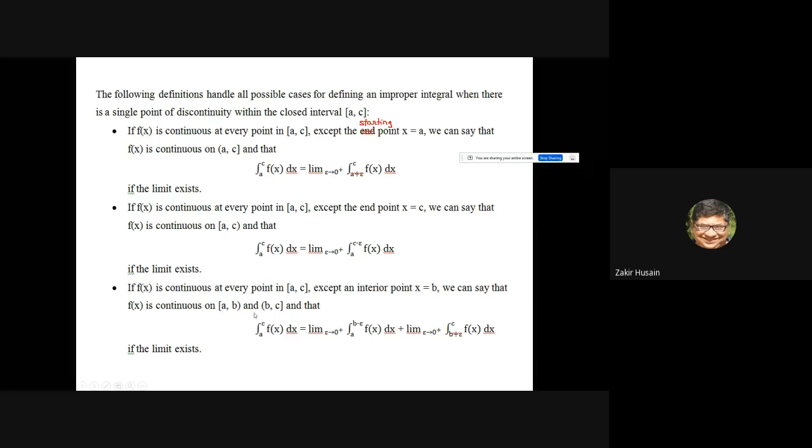And if it is continuous at every point in the closed interval except for an interior point, then we simply divide this up. We use B as the boundary. So it becomes A to B minus epsilon using this rule, and using this rule it becomes B plus epsilon to C. So it's like this. So this is the case. You have a discontinuity, but it is like this. So here it is discontinuous over here. Just a minute.